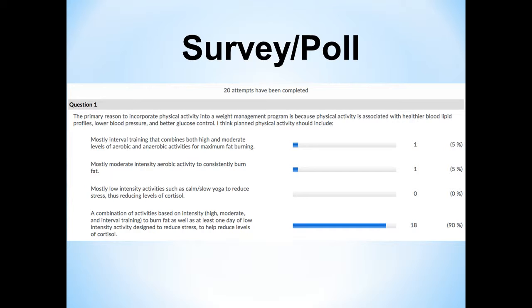And 90% of the class felt that the planned physical activity should include a combination of activities based on intensity, high, moderate, and interval training to burn fat, as well as at least one day of low-intensity activity designed to reduce stress to help reduce levels of cortisol.